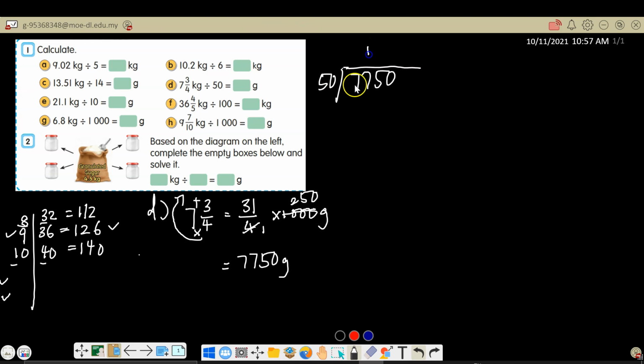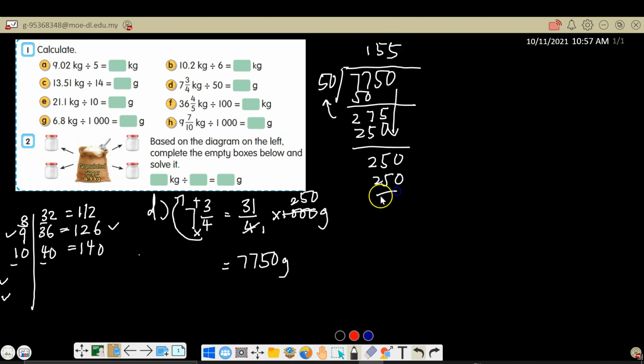Okay, so 150, 50. Make sure it's smaller than 50 here, the balance. Bring down 5. This is 5. 50, 55, 25. Make sure it's smaller than 50. Bring down the last one. Again, 50, 55, 25. The unit is gram here, so the answer is gram.